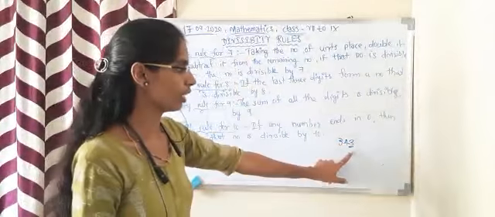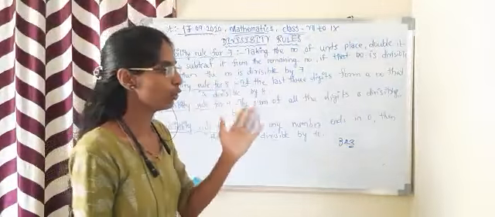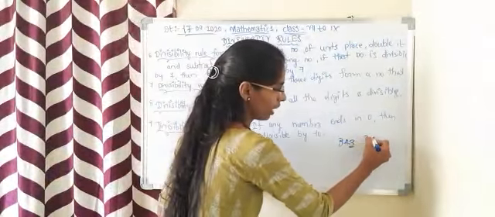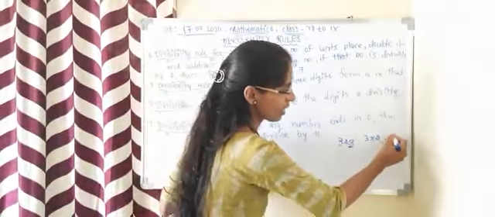This is units, tens and hundreds, we know that, isn't it? Here the number in the units place is 3. You have to double it, that means 3 into 2. Any number, you just double it. So what you get is 6.